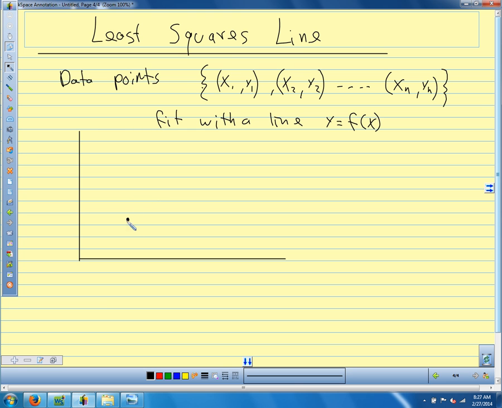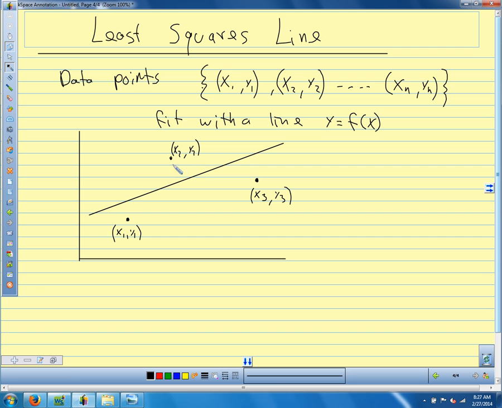So I'm just going to draw this up here. Let's say this is x1, y1. Let's say this is x2, y2. And I'm going to keep going. Let's say here's x3. I'll stop with 3, y3. And we want a line that matches these points as well as possible. So we're fitting a line to those data points.